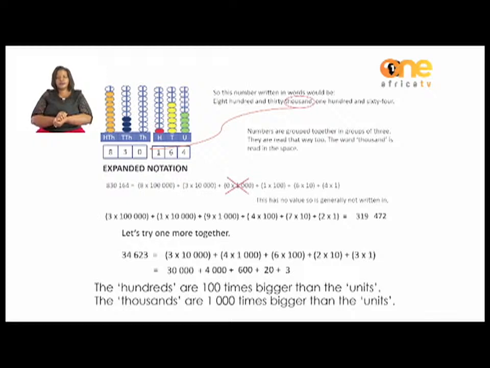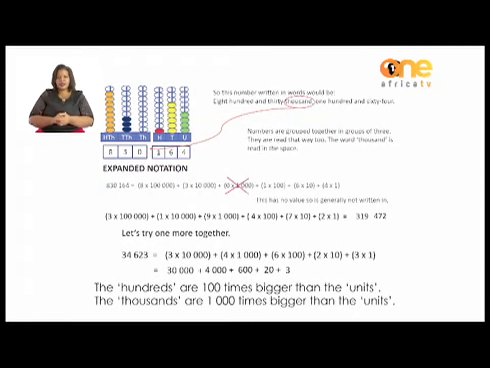Another example is also written there, which is 3 times 100,000, 1 times 10,000, 9 times 1,000, 4 times 100, 7 times 10, 2 times 1, giving 319,472. Let's try some more examples together.